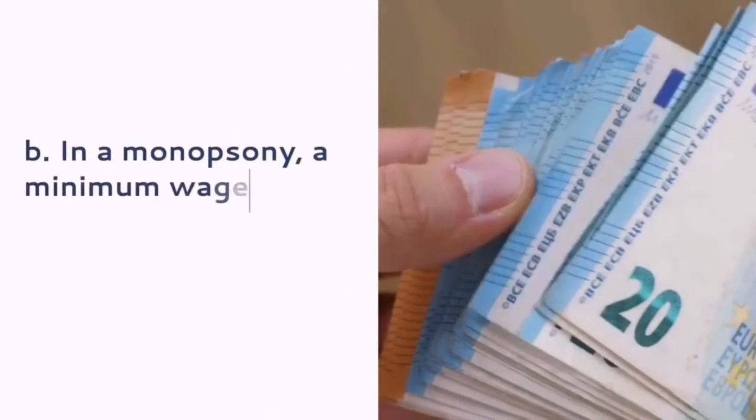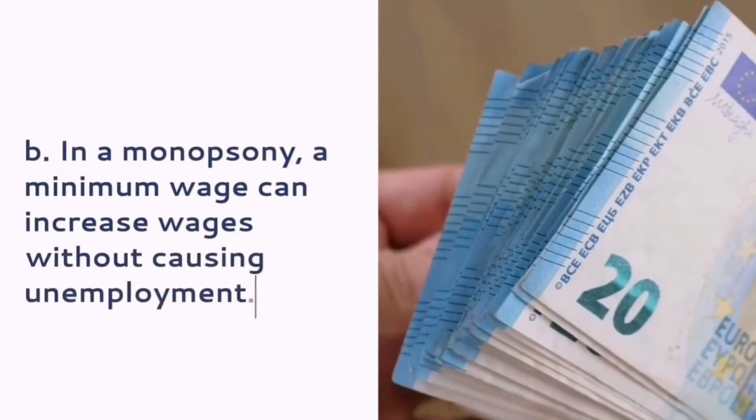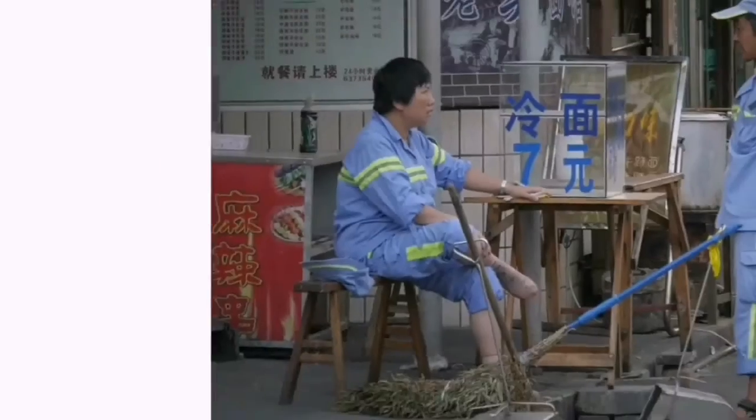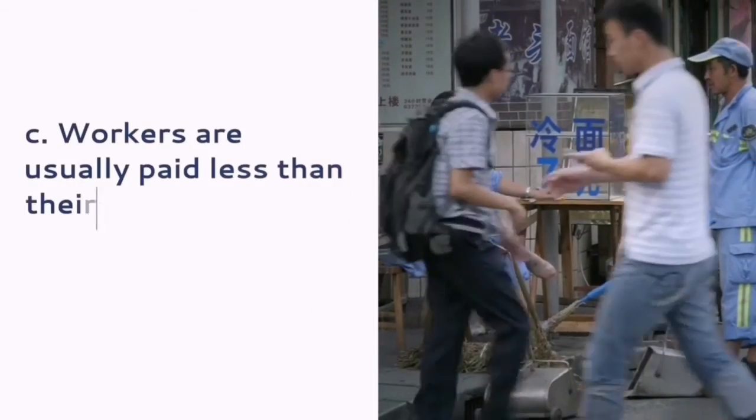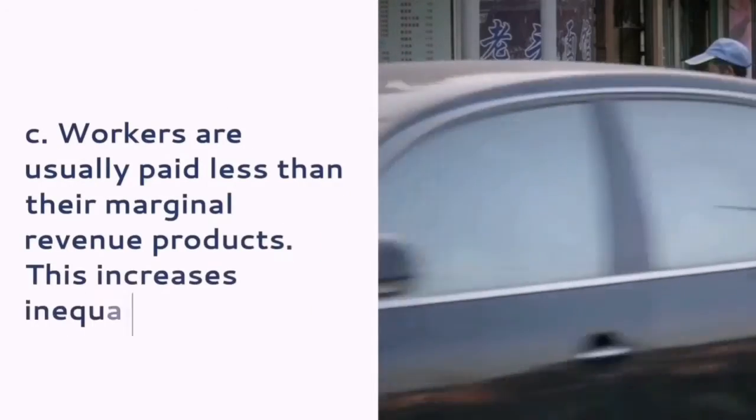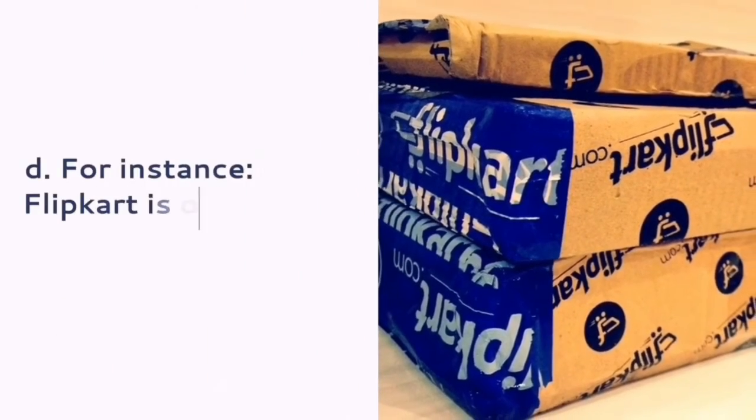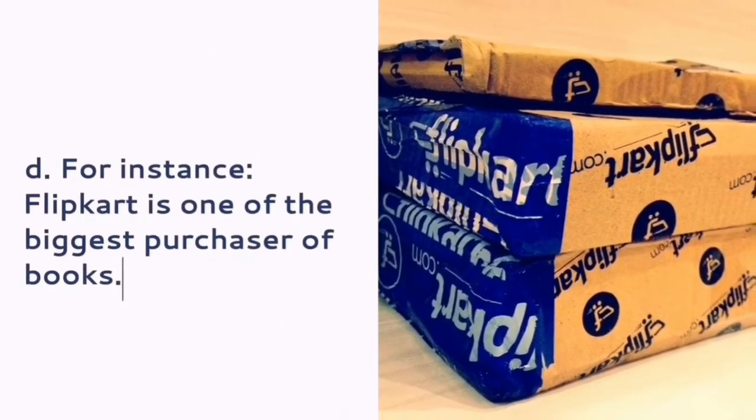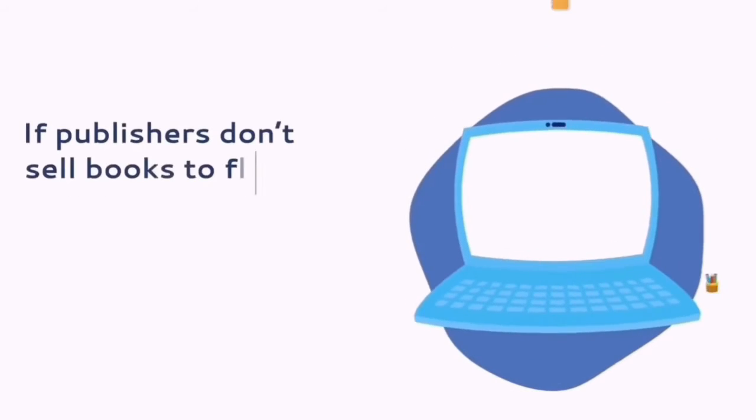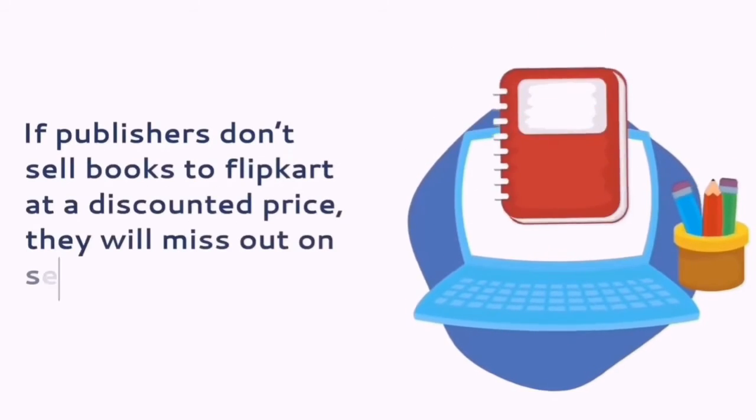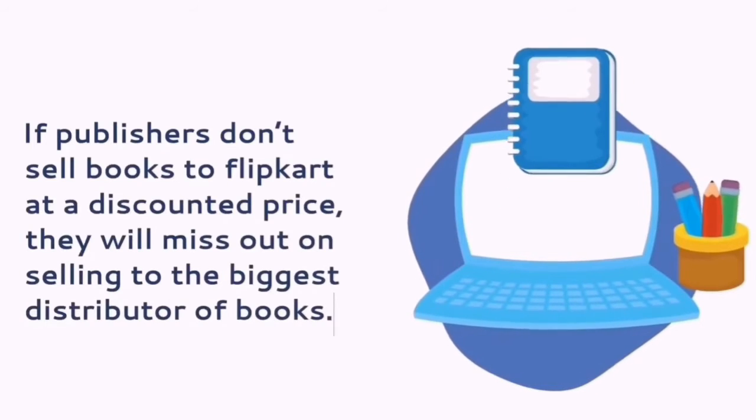In monopsony, a minimum wage can increase wages without causing unemployment. Workers are usually paid less than their marginal revenue products. This increases inequality in society. For instance, Flipkart is one of the biggest purchasers of books. If publishers don't sell books to Flipkart at a discounted price, they will miss out on selling to the biggest distributor of books.